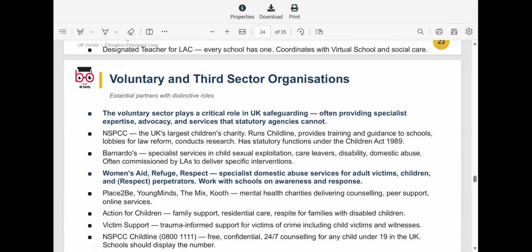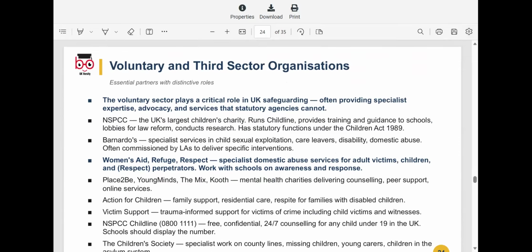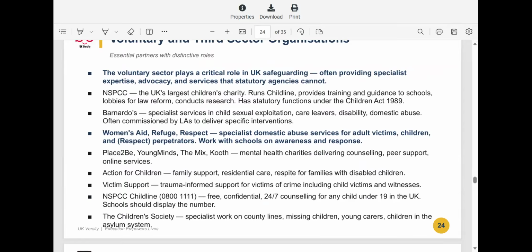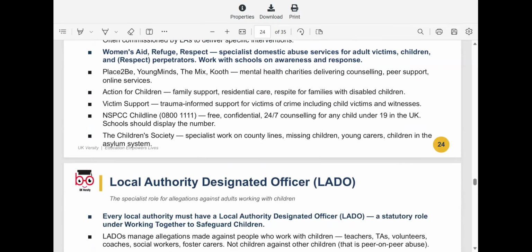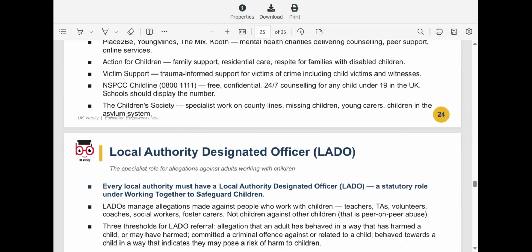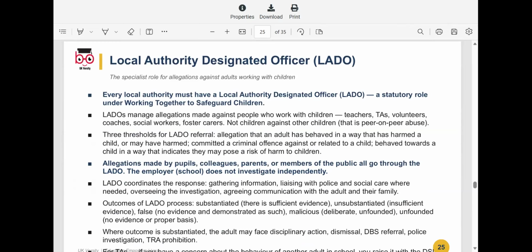And you've got the NSPCC, which is the largest child charity, which looks at guidance to schools, Barnardo's, Women's Aid, Place to Be, Action for Children, Supporting Children, Victim Support, and Childline, and that's for anyone under the age of 18 that could ring and get any sort of information around any sort of abuse, neglect, or anything like that.